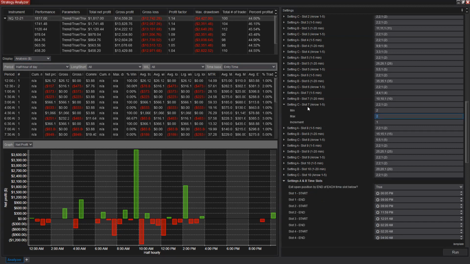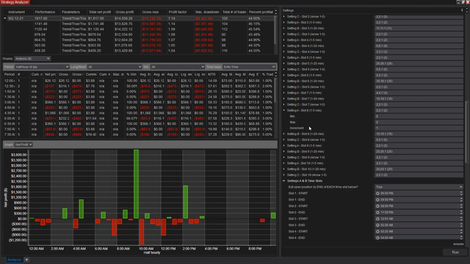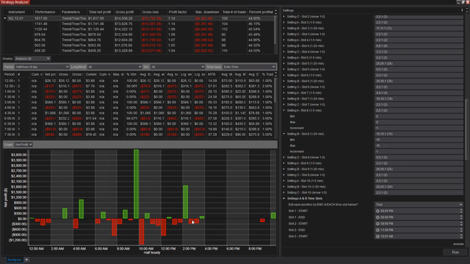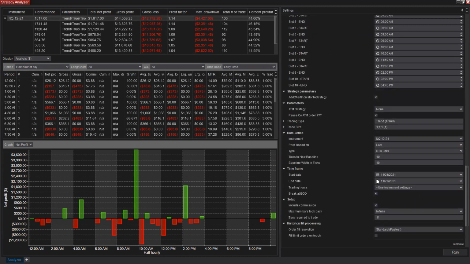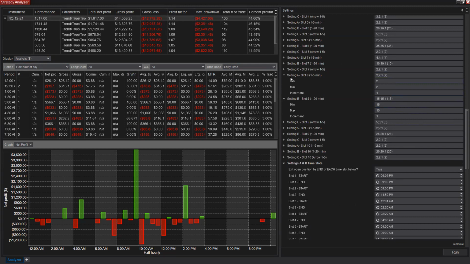Then slot C, for slot 7, we didn't optimize, so we'll leave that as 2. But then going to slot 8. Slot 8 is this next time slot from 10 a.m. If you scroll down, you're going to notice that slot 8 starts at 10 a.m. to 11:59 a.m., so it's a 2-hour window. This is where you can optimize slot 8.